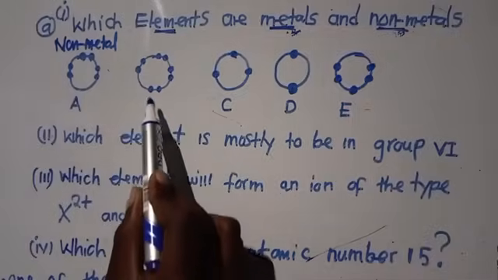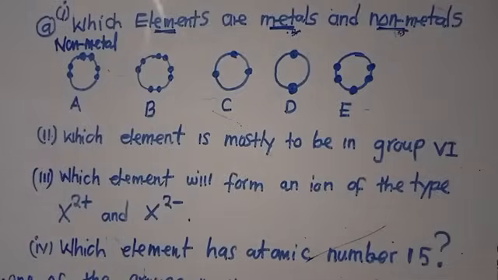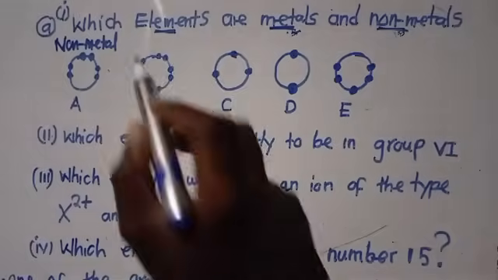B is having 8. So how about B? Is it a metal or a non-metal? This one is having 8 electrons. And tell me, where do we get to find this type of an element? We've established that those with more than 4 electrons in the outermost shell are referred to as nonmetals. So this one is a nonmetal.